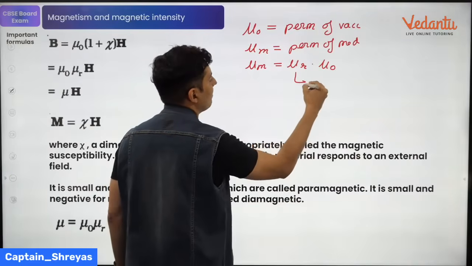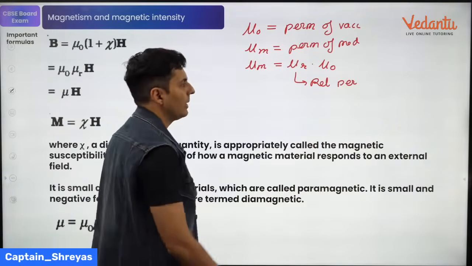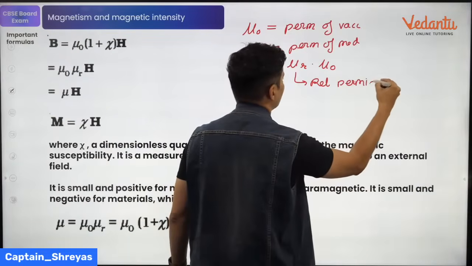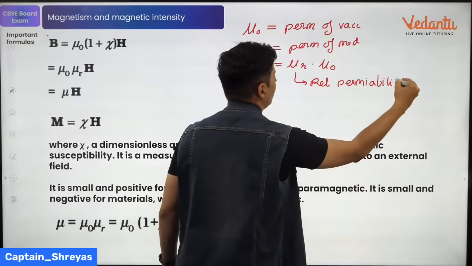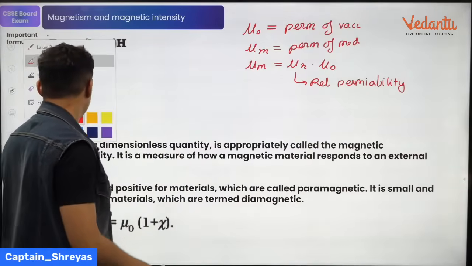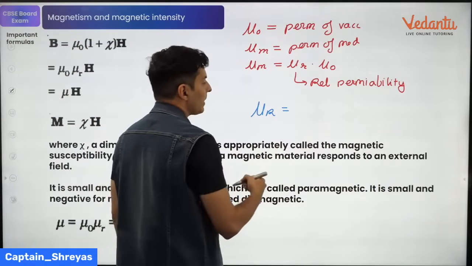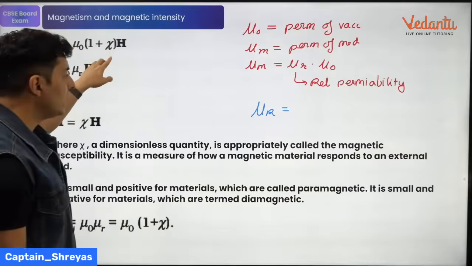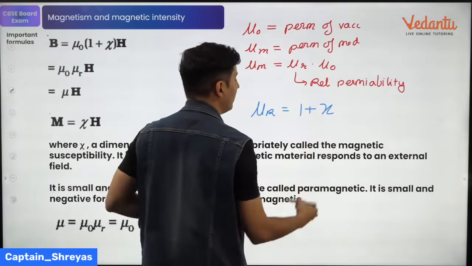This number is nothing but your relative permeability. It's just a number, it does not have units. Okay, so this is your relative permeability. Now this relative permeability is related to a number called susceptibility. So relative permeability is nothing but 1 plus susceptibility.